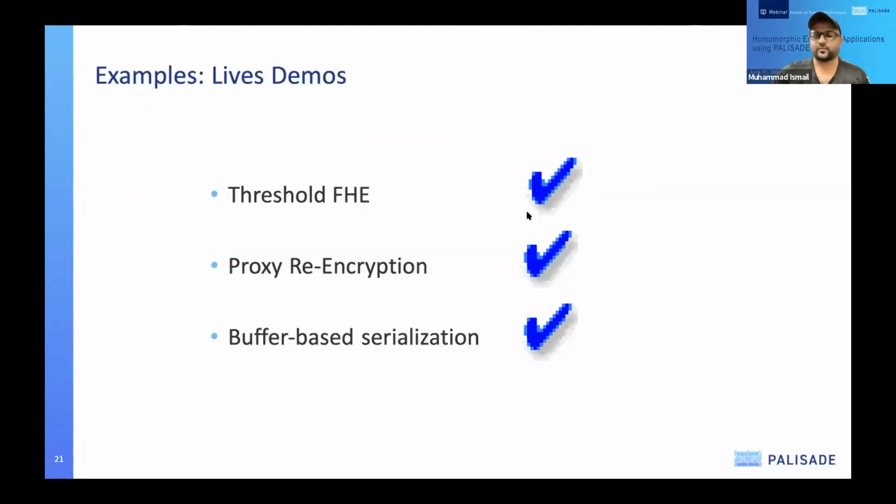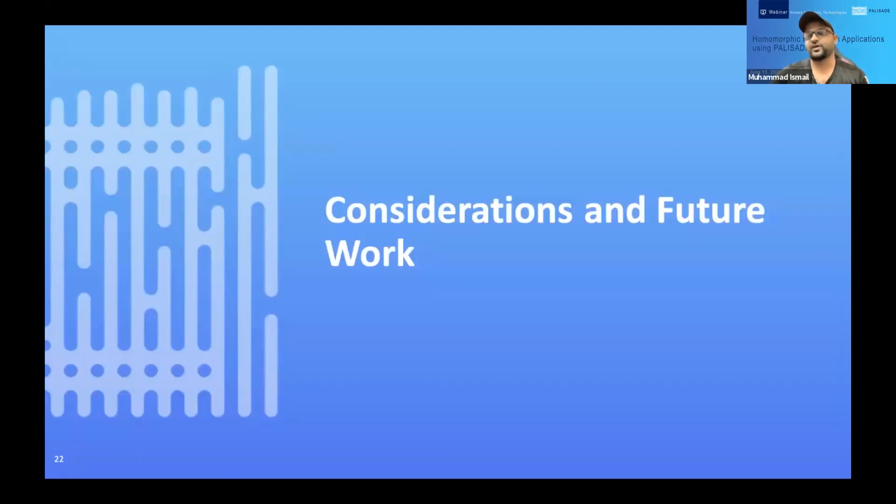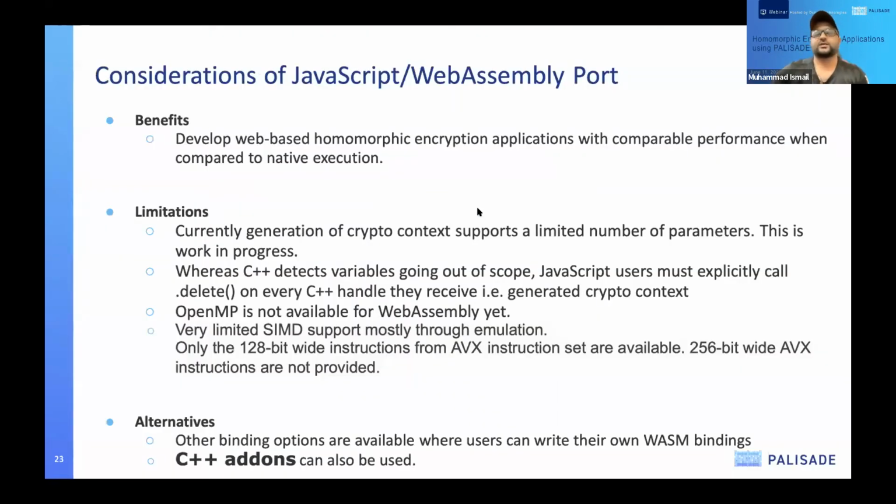So these were the examples. Next, we have considerations for future work, what we have been planning. What are the benefits that we could get from a WebAssembly port? First of all, the obvious one is that we can develop web-based homomorphic encryption applications with performance comparable to native execution.